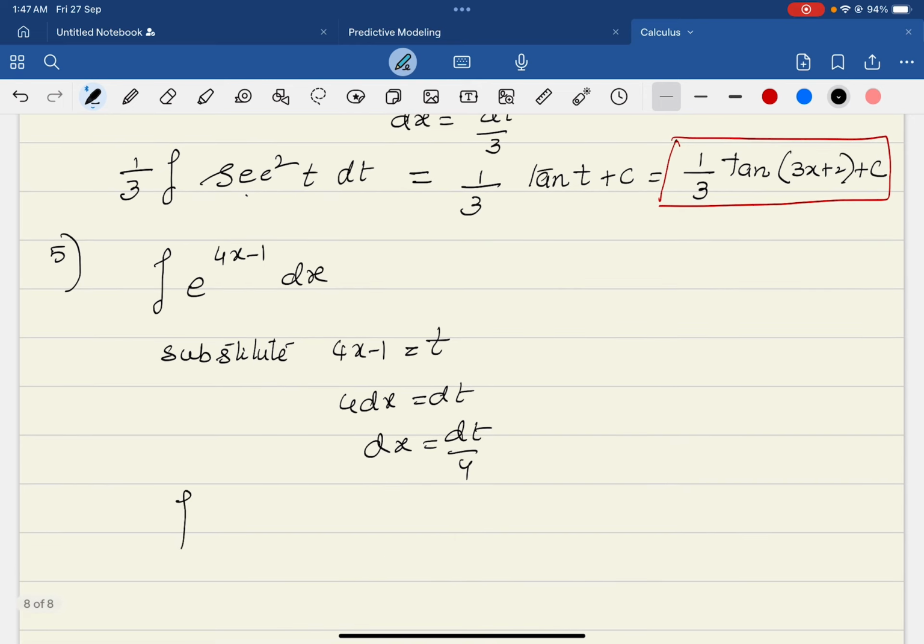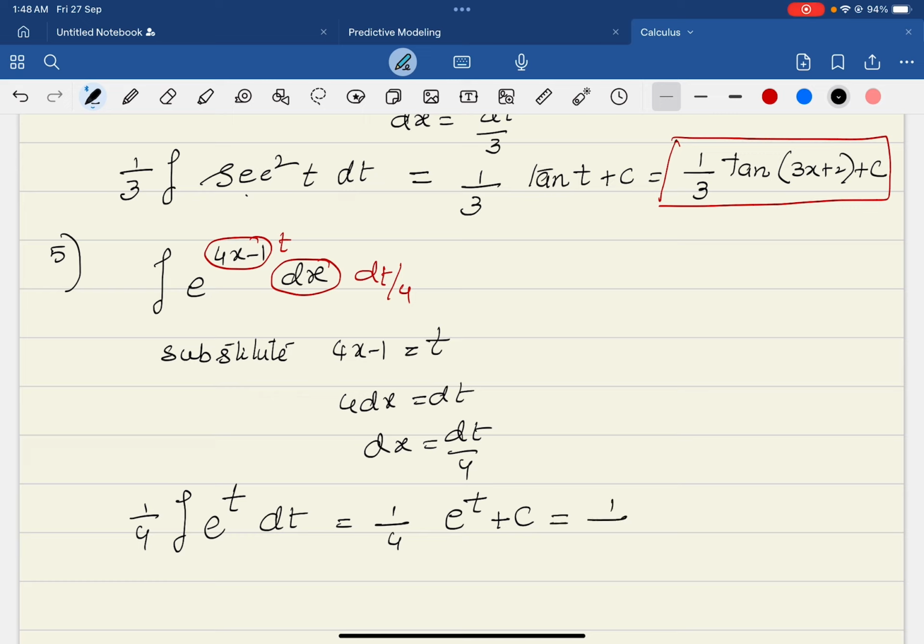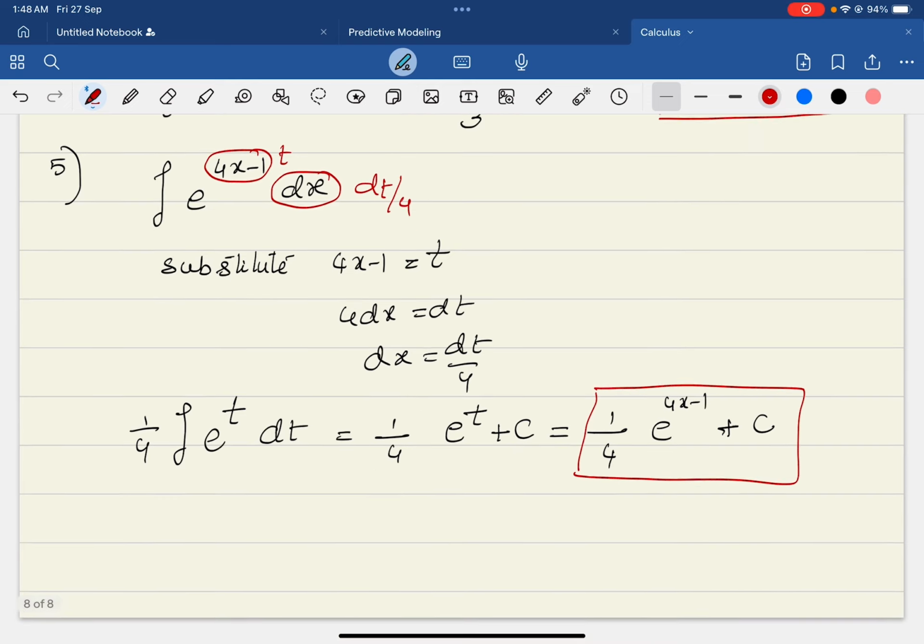So we write the integral: e power (4x minus 1) is e power t, and dx we are rewriting as dt by 4. Therefore we write e power t dt, and 1 by 4 outside. So that is 1 by 4 times integral e power t, which is e power t only, right? So it is e power t plus c. So it is 1 by 4 times e power (4x minus 1) plus the constant c. So this is the way to do the problem by using the substitution. I hope it's clear.